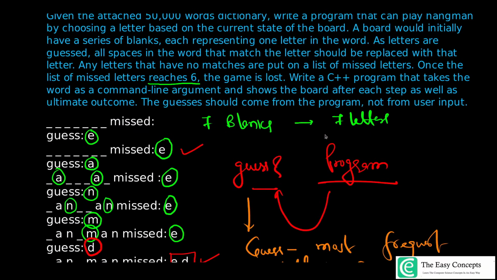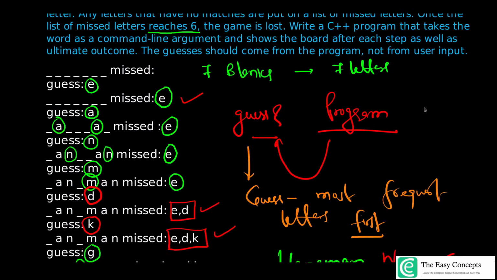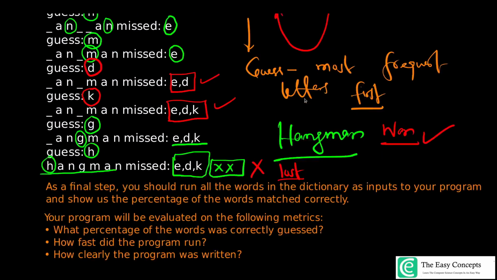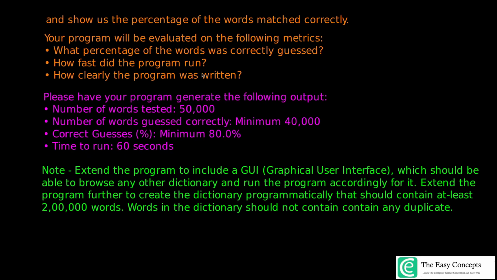Okay, so what you have to do, you have to write a C++ program that takes the word as a command line argument and shows the board after each step as well as the ultimate outcome. The guesses should come from the program, not from the user input. So what is its meaning? So I have shown you these 50,000 words, right? Let me show you what this is going to do. There is more description to it. I will tell you what it means.